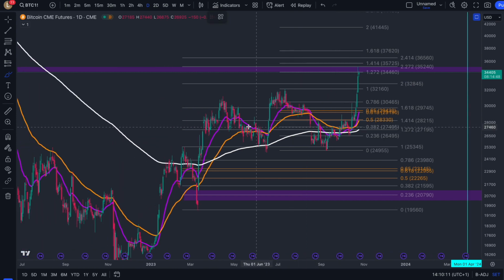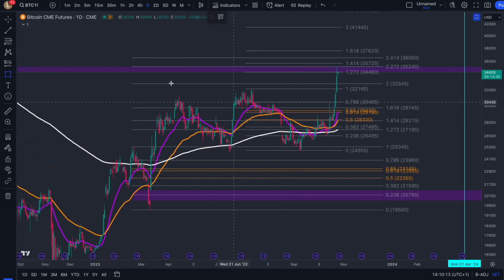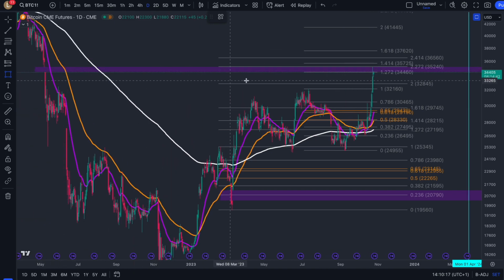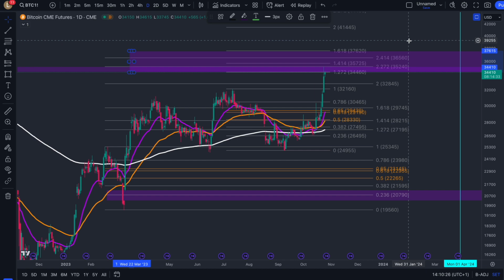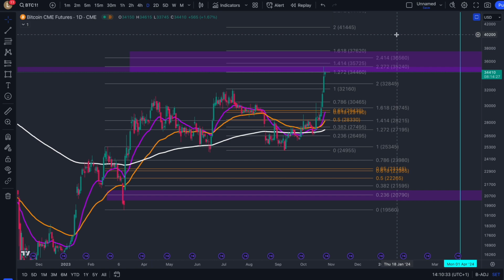However, what we're now waiting for is to see if this CME gap, where this resistance is at 34 to 35k, will actually hold. As we can see a lot of targets in this area, I will draw a massive box of resistance between 34.4 and 37.6k. As long as we're maintaining below this point, what I'm looking for in this area is some divergences, maybe on the 4 hour or the 1 hour. There will be divergences on the lower time frame.